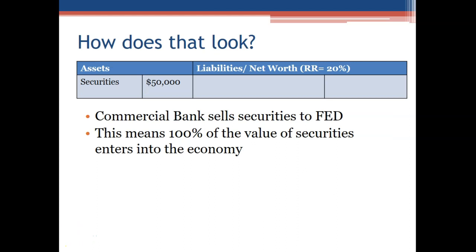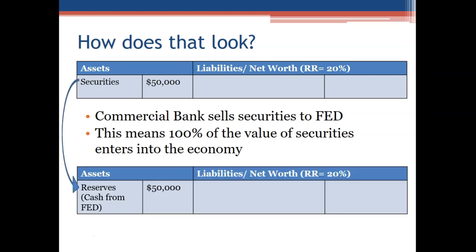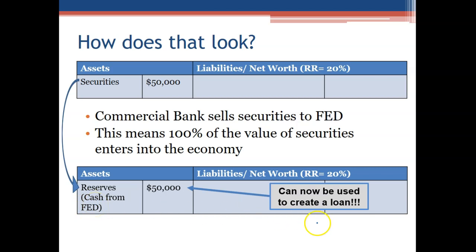So how does that look? We started with assets of a security. The commercial bank is going to sell that to the Fed. So now they're going to have sold the security over to the Federal Reserve, and so now this security changes into reserves. Again, that's cash from the Fed. It can now be used for the loan. So the required reserve has nothing to do with this. They'll simply lend 100% of this amount to the first customer that needs it.